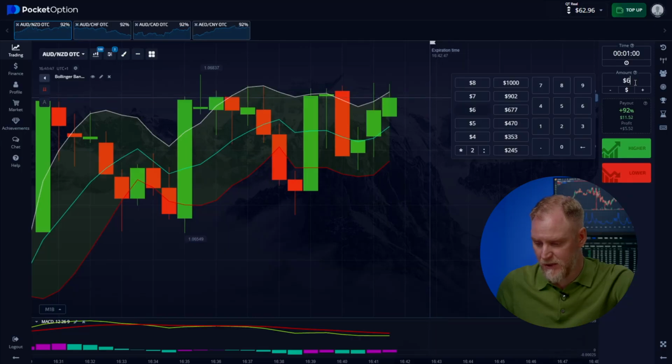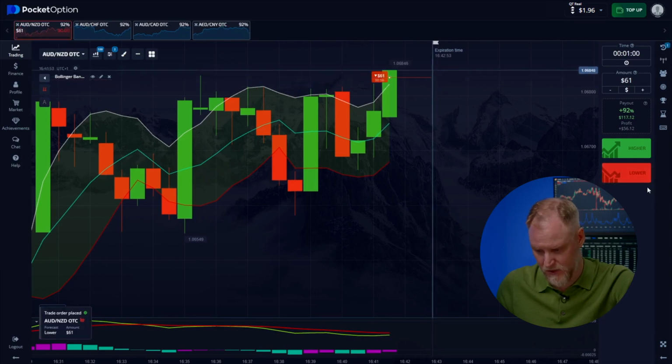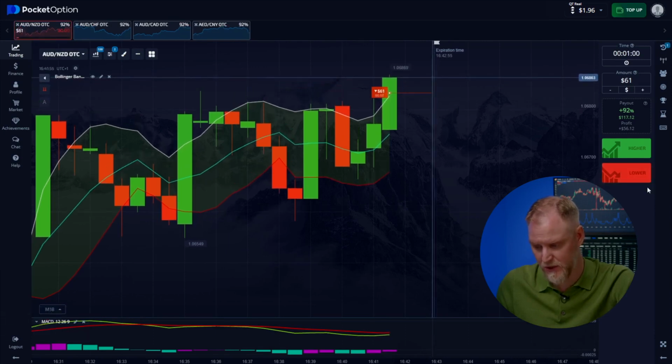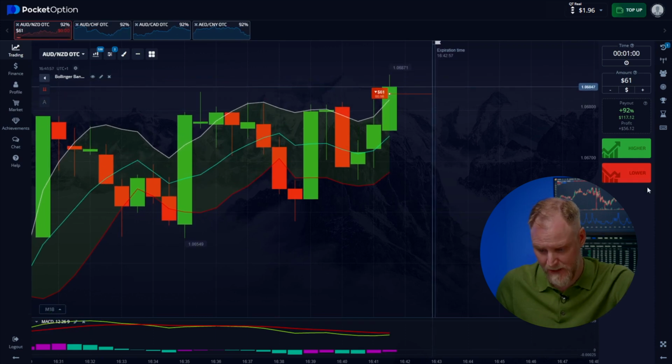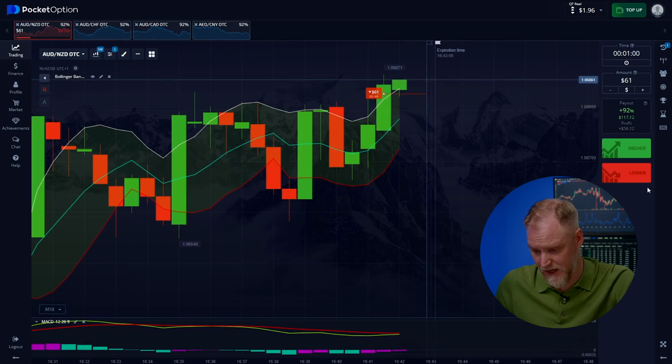Heading back to the Aussie and Kiwi pair. Now raising the investment to 61. The outlook is bearish, so we go down. Now these long green candles mean the bullish trend is cooling off and a reversal is on the way. Besides, the MACD has been showing bearish control for a while now. So this last push from the buyers sent the candle above the upper Bollinger Band, which clearly indicates a trend reversal.